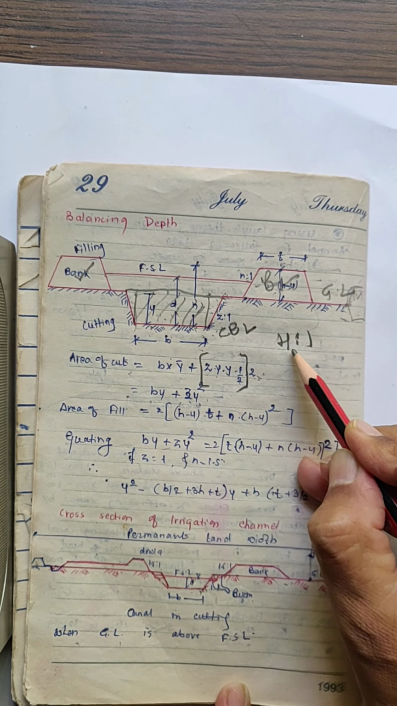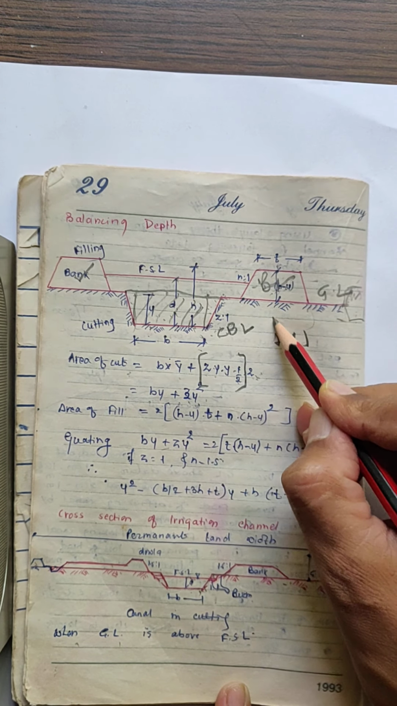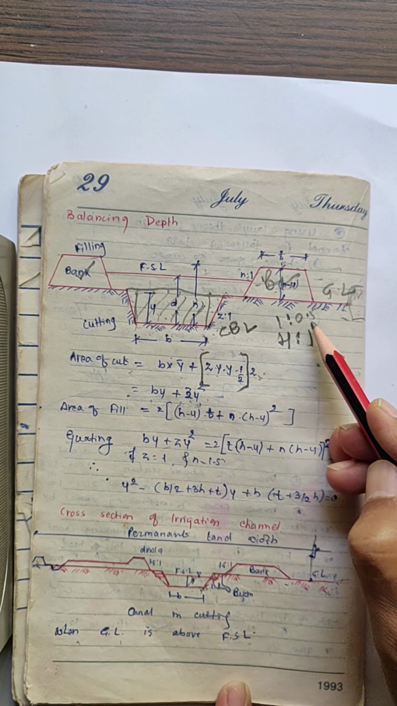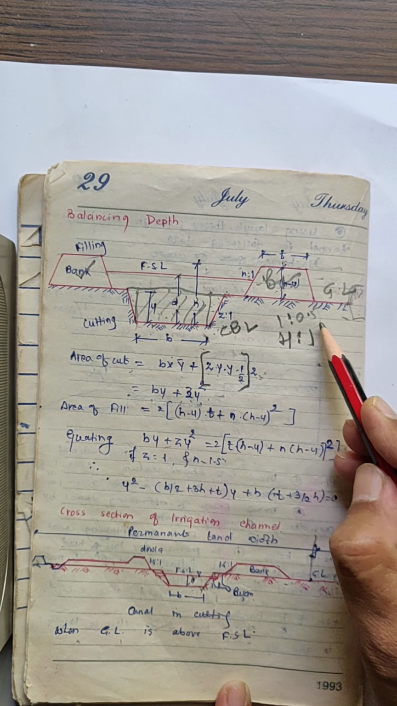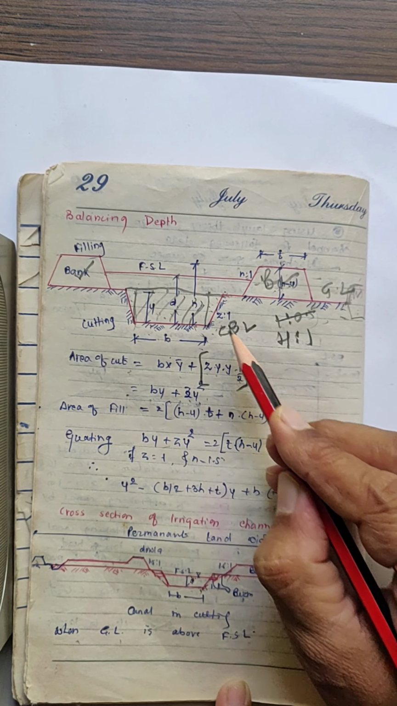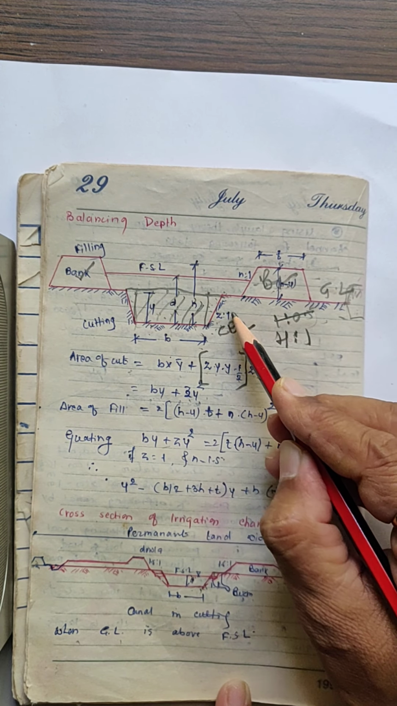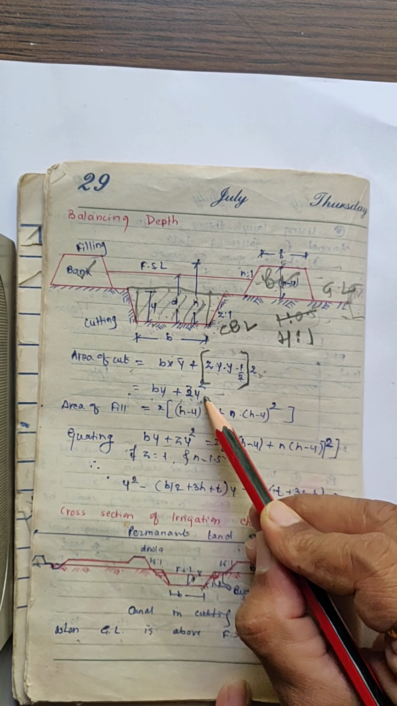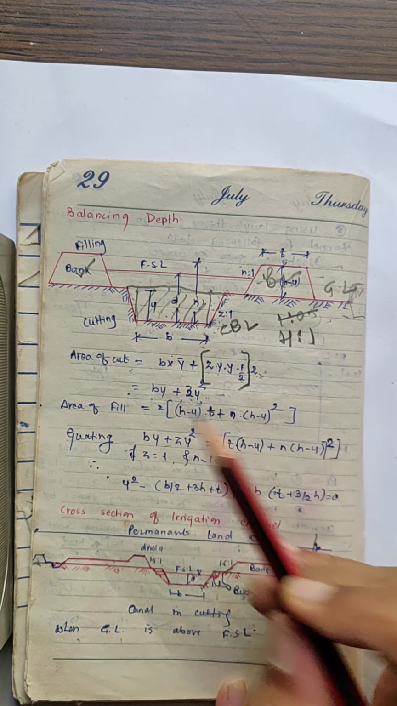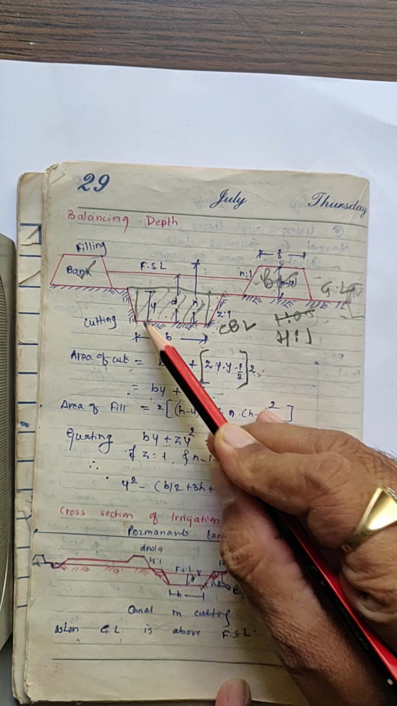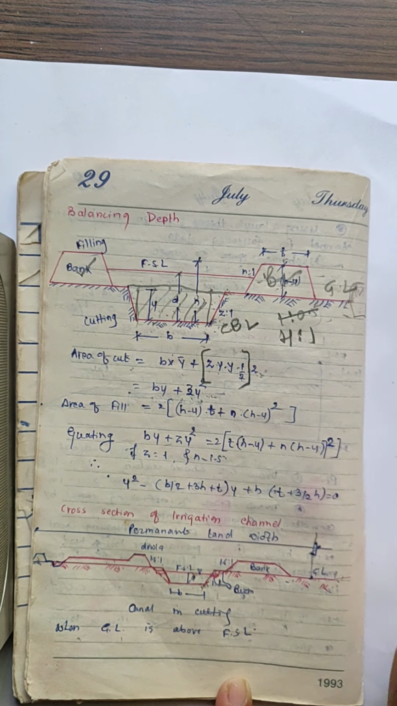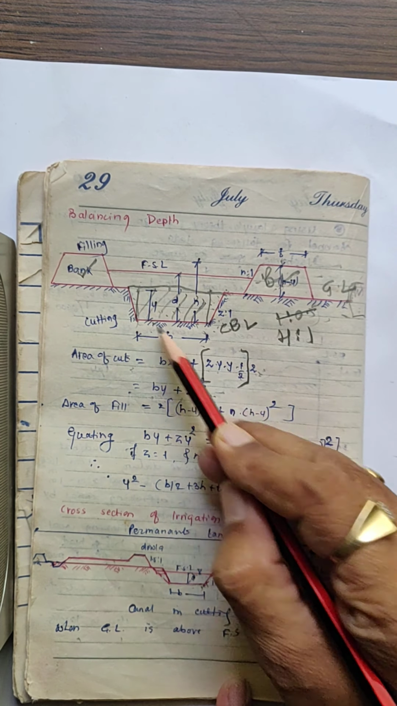Don't get confused here. Sometimes a slope like 1:0.5 may be given, so convert it to 1 in the vertical: 1:0.5 becomes 2:1. So let it be clear that Z is the horizontal component and 1 is the vertical one. So BY plus ZY square. You need not keep many formulas in mind, just this one formula, trigonometrically and logically, BY plus ZY square. Is it okay? This is area of cut.